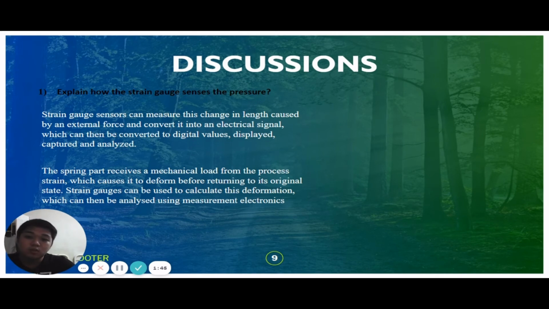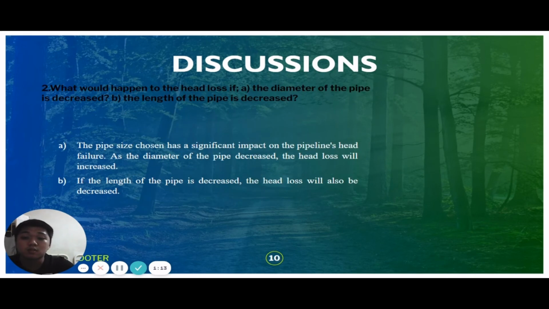How can the strain gauge sense the pressure? Actually, the strain gauge sensor can measure the changes in length caused by the external force, which is the pressure, and then convert it to an electrical signal, which can be converted to a digital value, then displayed, captured and analyzed. The sensing part receives the load from the process pressure, which causes it to deform before returning to its original state. The strain gauge can be used to calculate these deformations, which can be analyzed using measurement electronics.